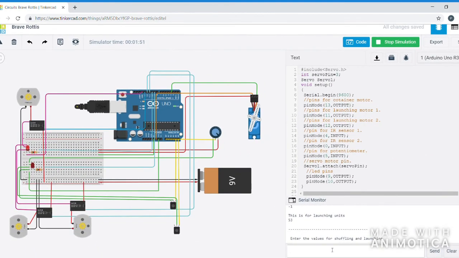And if I enter both the values as positive, you can see that both the shuffling and launching are off. And if I let both the values be default, means -1, it will turn on both the shuffling and launching part. So this is how our ball launching machine works.